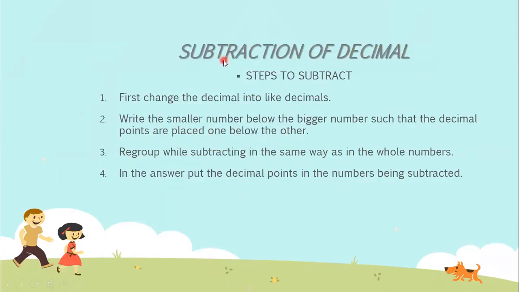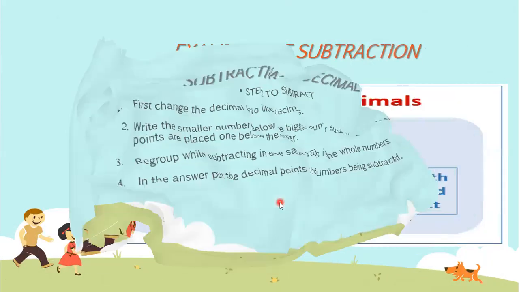Next is subtraction. How will you subtract decimals? What are the steps to subtract? First, change the decimals into like decimals. Same as addition, only unlike decimals you have to change into like decimals. Next, write the smaller number below the bigger number such that the decimal points are placed one below the other. From the bigger number only, the smaller number you have to subtract, so you have to arrange that way. Next, regroup while subtracting in the same way as in whole numbers. In the answer, put the decimal point below the decimal points in the numbers being subtracted. So let us see with an example.